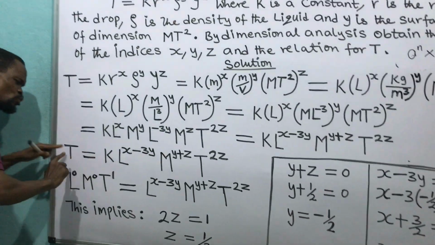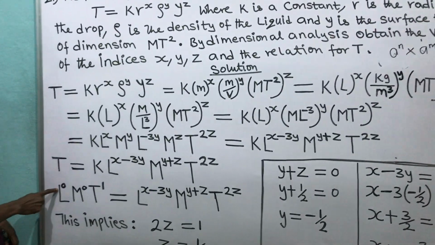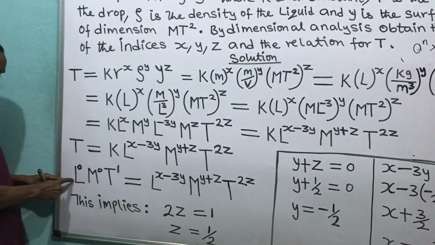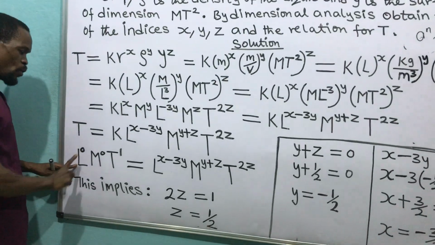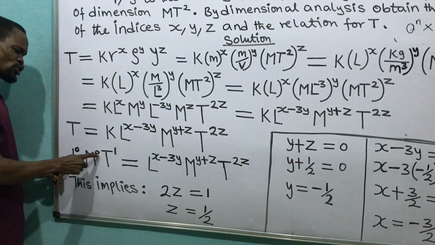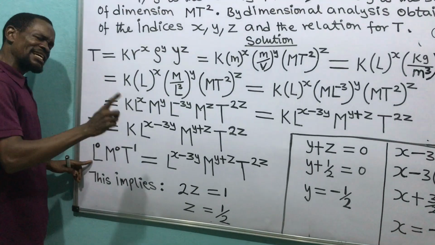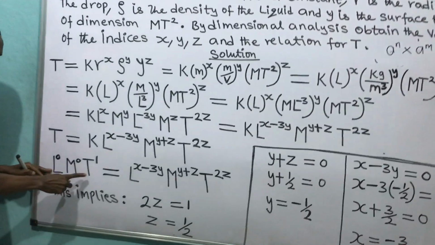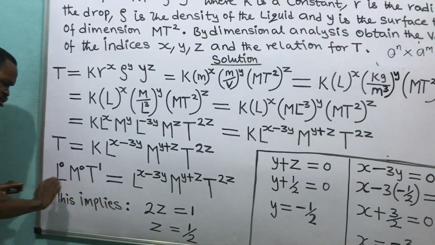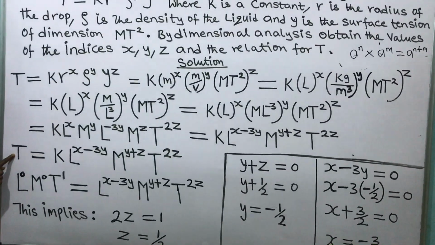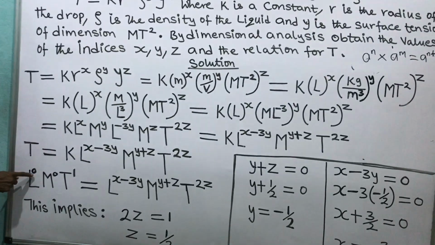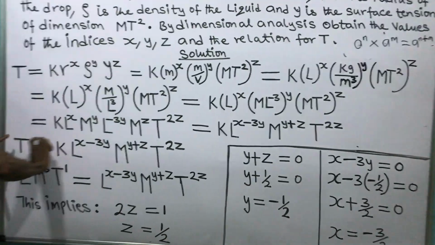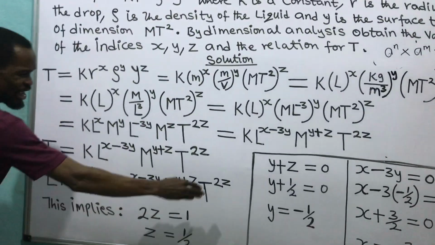So what will I do? I have to make these two sides have the same base. L and M are missing here. Bring L: L raised to the power 0, which is 1, and 1 times anything is that thing. M raised to the power 0, which is 1, and 1 times anything is that thing. So I have L raised to the power 0, M raised to the power 0, and T raised to the power 1. This is the same thing as T raised to the power 1, which is T, because L raised to the power 0 is 1, and M raised to the power 0 is 1. Why am I doing this? To make them have the same base. But watch now, they have the same base.